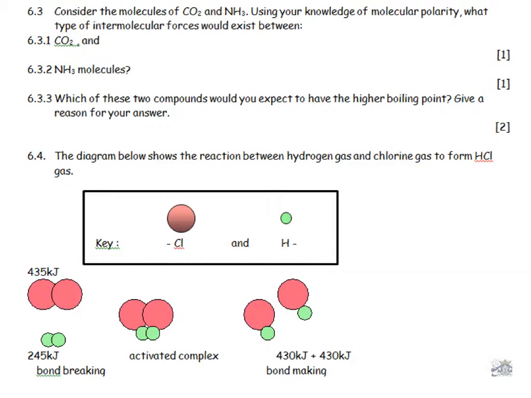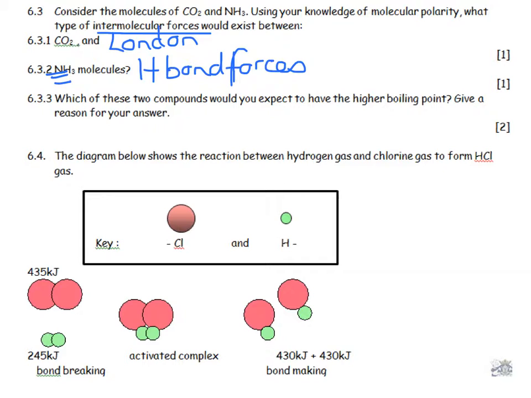Consider the molecules of carbon dioxide and ammonia. Using your knowledge of molecular polarity, what type of intermolecular forces, we're not talking about the bonds anymore, we're now talking about the intermolecular forces. We know that carbon dioxide is nonpolar covalent, and therefore it's a nonpolar molecule. It will be held together by London forces. And the ammonia molecule is one of your classic hydrogen bond forces. Why? Because it's nitrogen with hydrogen, or oxygen with hydrogen, or fluorine with hydrogen. They are that exception hydrogen bond force.